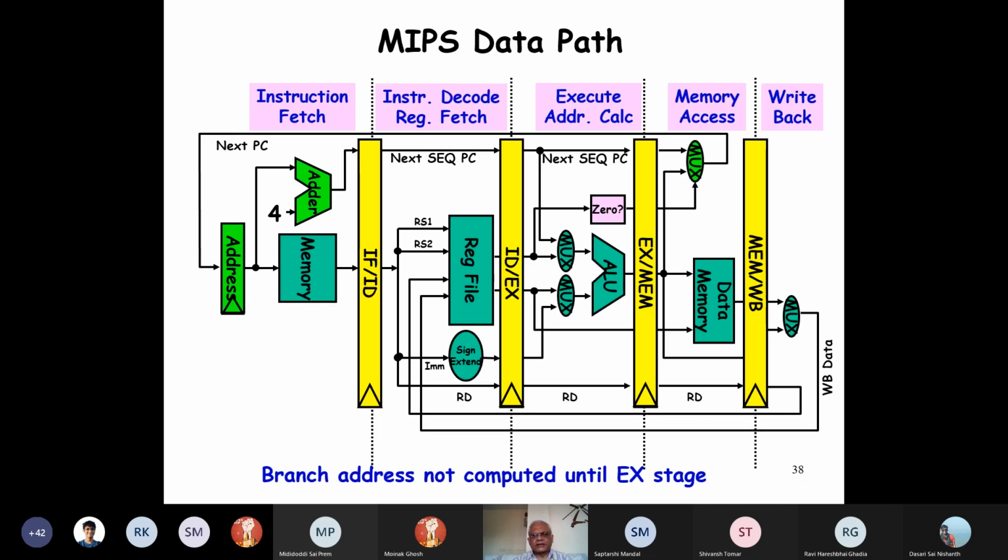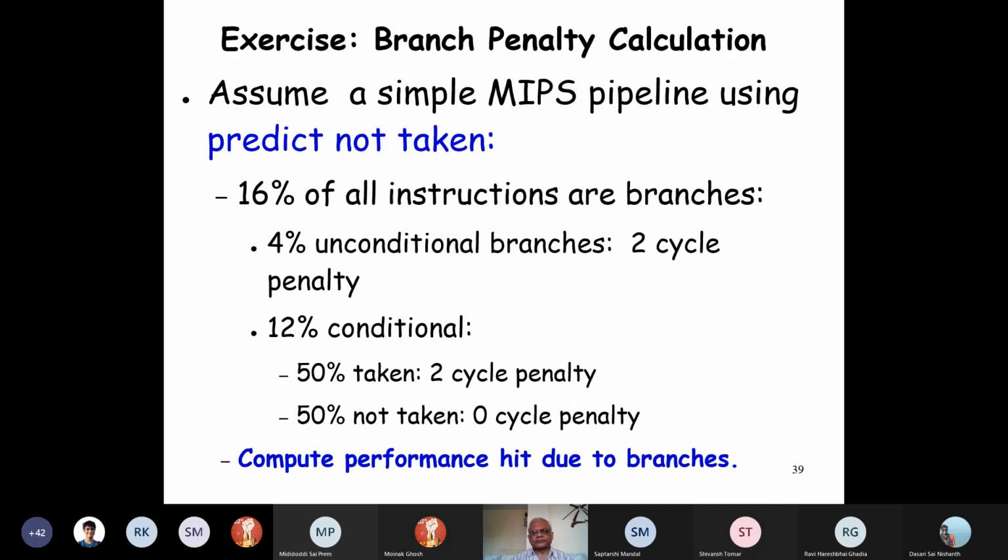So the branch address will be computed at the end of the EXE stage. The address calculation is at the end of the ALU stage. In any case, we'll have to wait 2 cycles, so the branch taken approach does not help us. Now we can do a simple exercise based on this. Just 1 or 2, I'll just do.